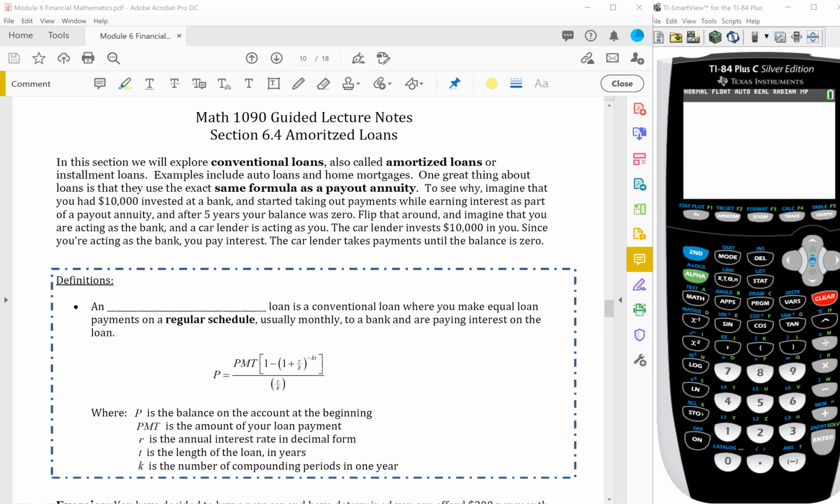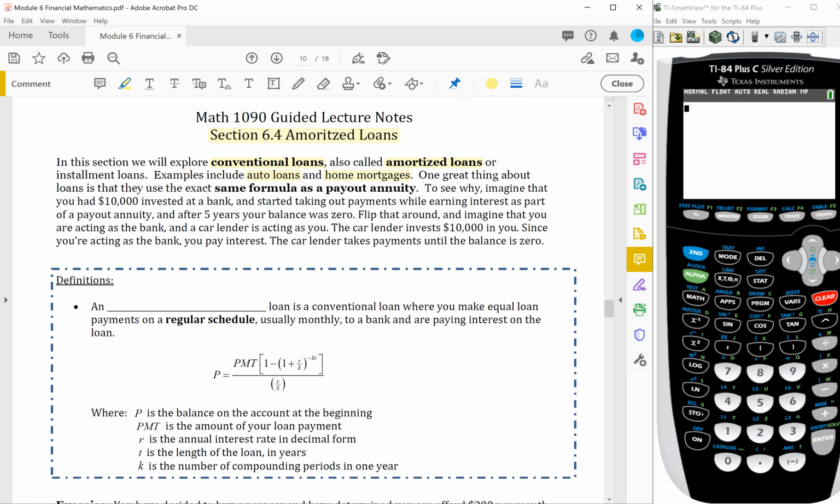Hello, Math 1090 class. Today I'd like to start talking about section 6.4, Amortized Loans. In this section, we will explore conventional loans, also called amortized loans, or installment loans. Examples include auto loans and home mortgages.